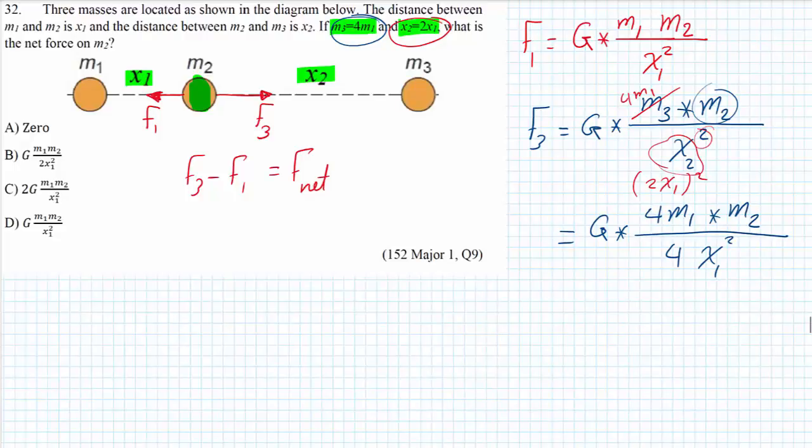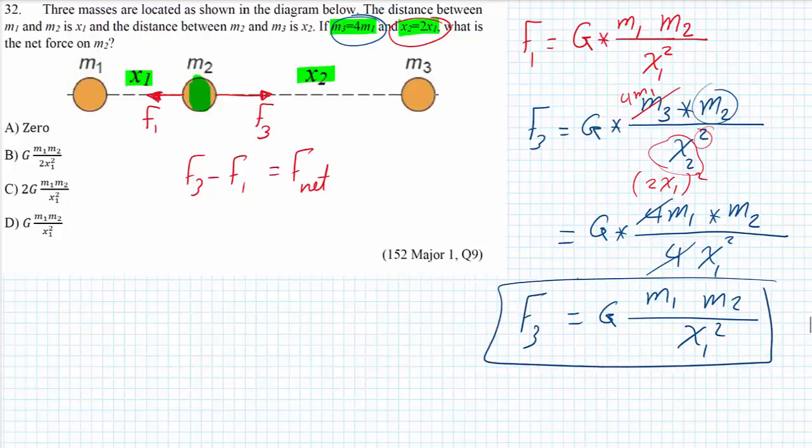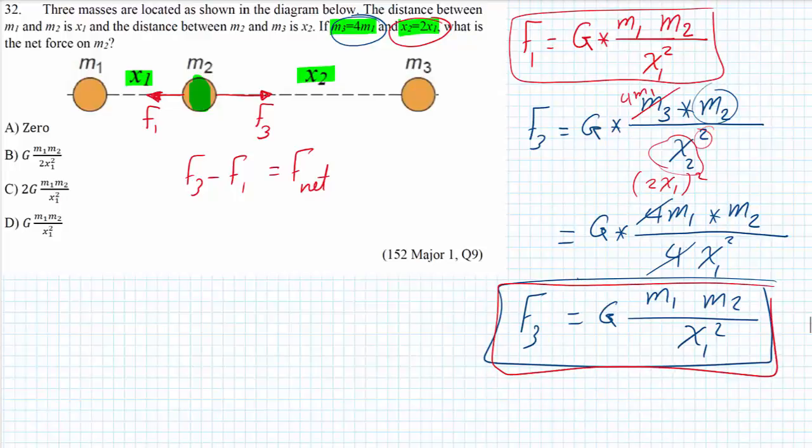So we can remove the 4 with 4. So the leftover here is g times m1 times m2 divided by x1 square. So this is the final value of f3. Look at the first equation, f1. Look at this equation for f3. And we need to subtract them from each other. But if you look, they are equal. So the net force is 0. So I will choose 0.